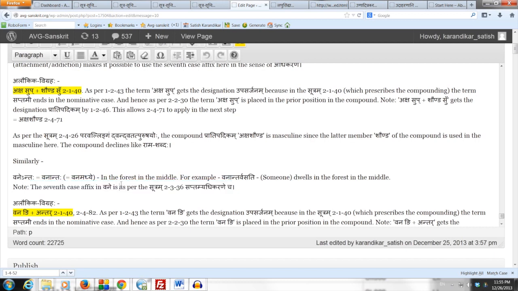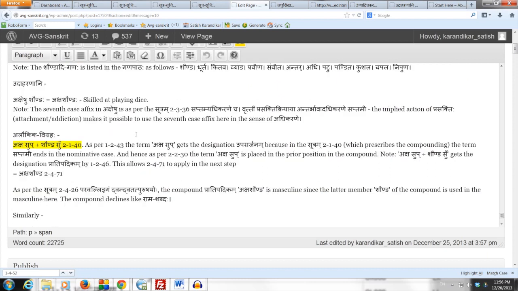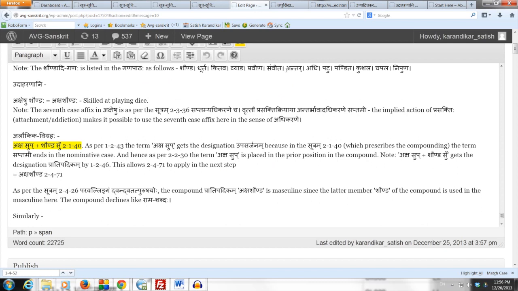The steps are quite straightforward. The Alaukika Vigraha is Vana Ni plus Antar. Since Antar is an Avyayam, therefore by 2482 Avyayad Apsupaha, we have already done the luk elision of the sup affix following Antar. Now compounding is authorized by the Sutram 2140 because we do have a Saptamyantam Padam Vana Ni compounding with Antar, which is listed in the Shaundadi Ganaha.